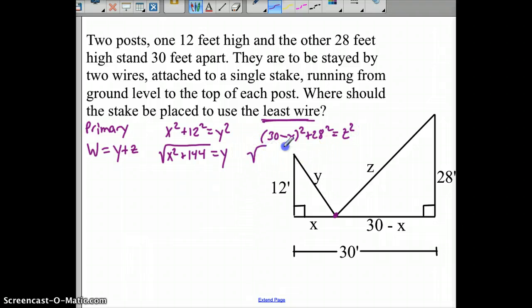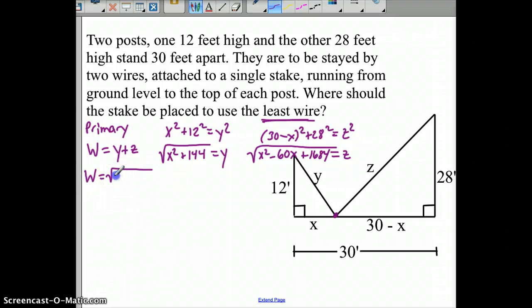Simplifying and taking the square root, I get x squared minus 60x plus 1684. So now I have 2 secondary equations that are both in terms of x. So I can rewrite my primary equation.